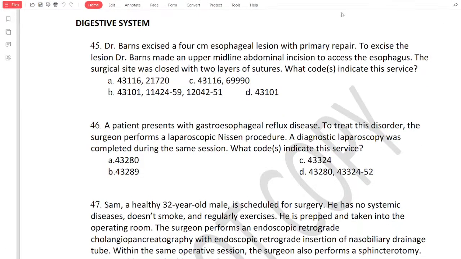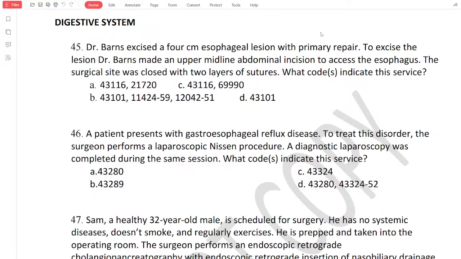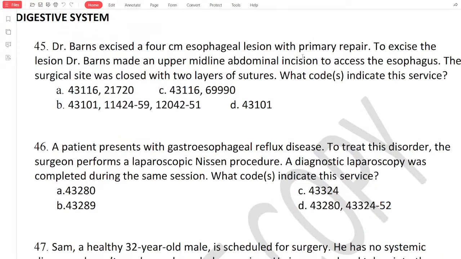So here the question is about the digestive system. Dr. Barnes excised a 4 centimeter esophageal lesion with primary repair. To excise the lesion, Dr. Barnes made an upper midline abdominal incision to access the esophagus. The surgical site was closed with two layers of sutures. What code indicates this service? Some options are here. Just go through all the options and take the appropriate code.